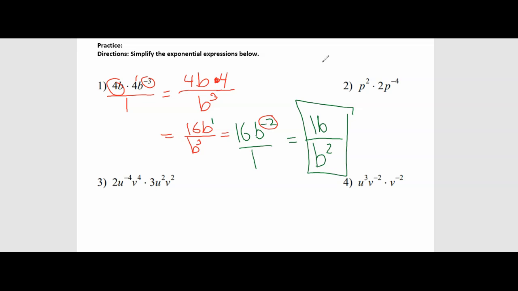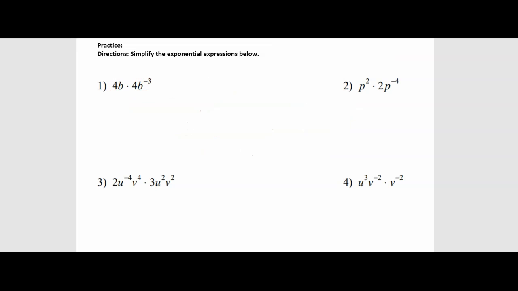And this can tend to happen if you worry about the negative exponents at the beginning. So I would just perform all of your rules. They work the same whether the exponents are positive or negative. And then at the very end, just change your negative exponents to positive ones. All right, let's do a couple more.